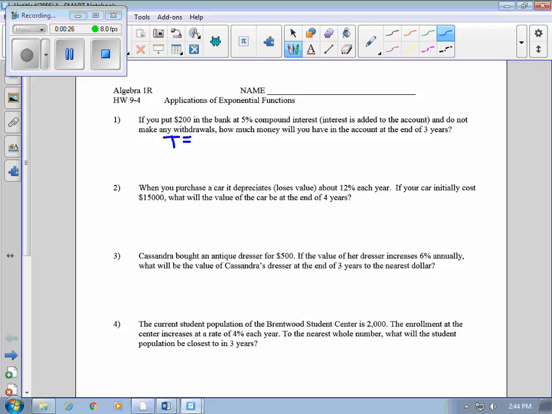T equals, so our $200 is what we put in. And when we put this in, we have 1 plus 5% interest, 0.05. And this is actually at the end of 3 years. They want to know how much. So we go ahead and combine that 1 plus the 0.05.